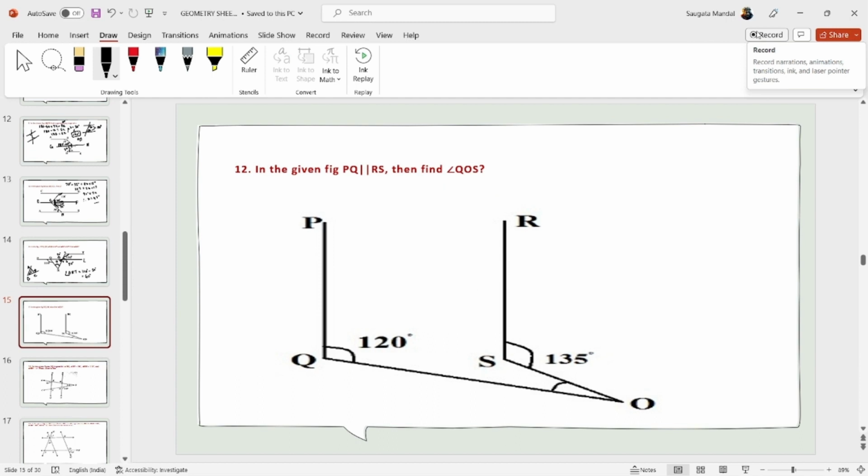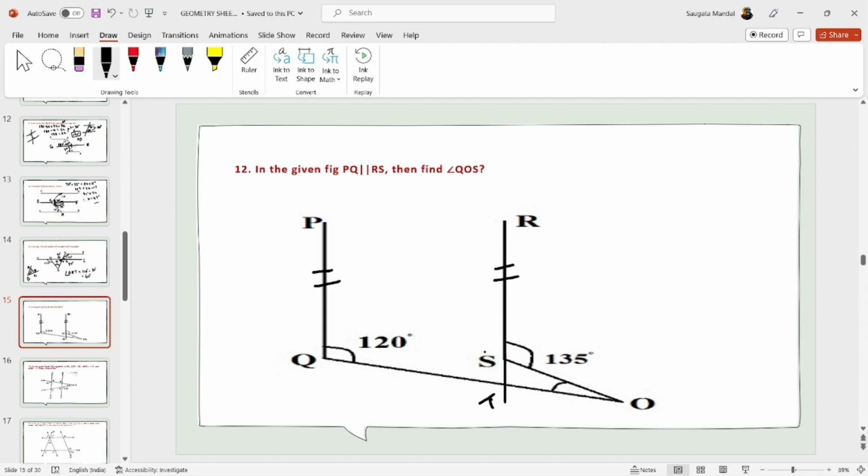In the next question, question number 12. In the given figure, PQ is parallel to RS. Then find the angle QOS. Find the angle QOS. Draw a line parallel to PQ at the point T.